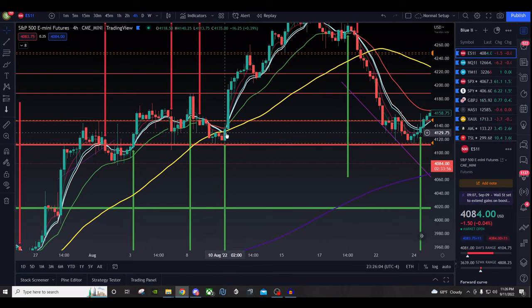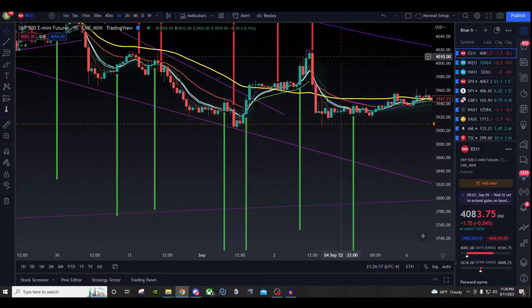So I probably would have taken that trade, but not off the hourly candle. I would have waited for this candle to close to take a call. But on the 15-minute, it would have looked totally different. We're actually on the 4 hours. So let me go to the hour real quick.